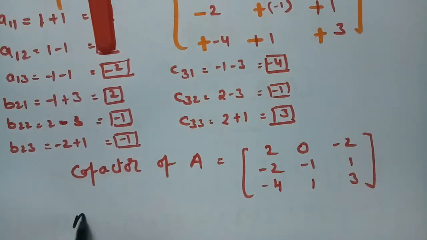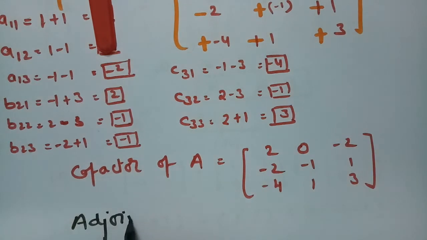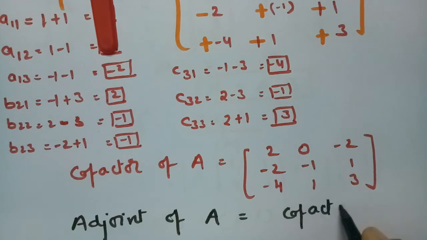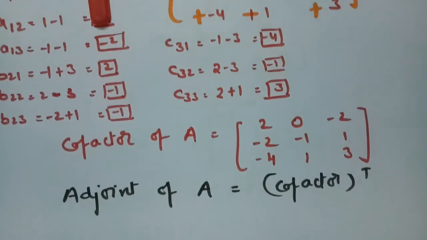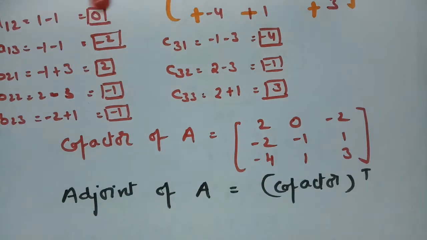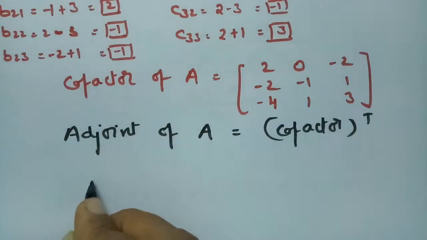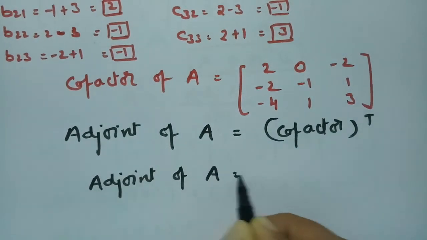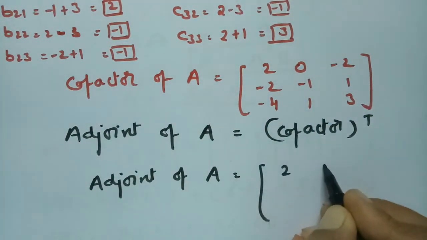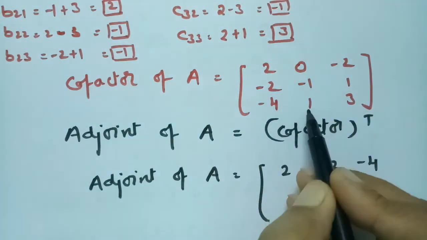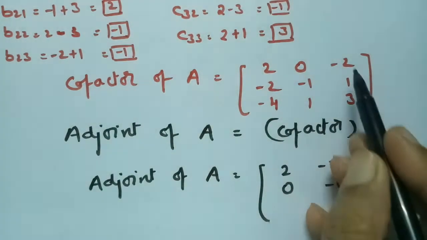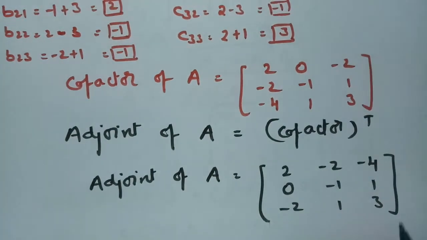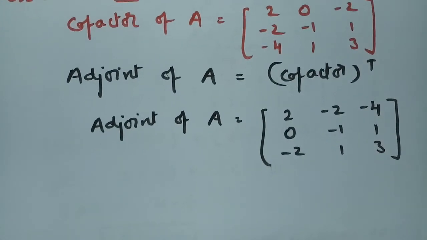Adjoint of A is nothing but the cofactor transpose. We have to transpose the cofactor matrix. If I transpose the cofactor matrix, the first column will become the first row. Therefore, adjoint of A is equal to, the first column will be the first row, that is 2, minus 2, minus 4, and the second column will be the second row, and the third column will be the third row. So this is our adjoint of A.